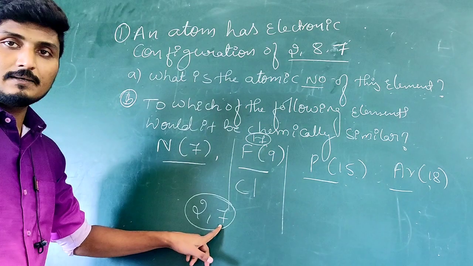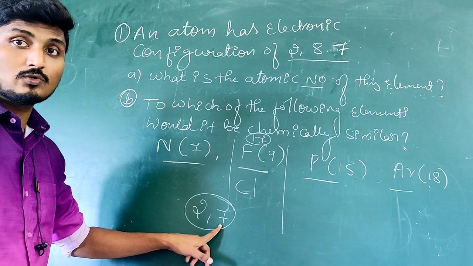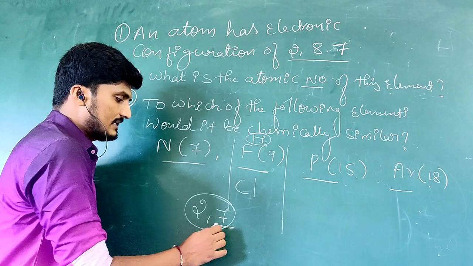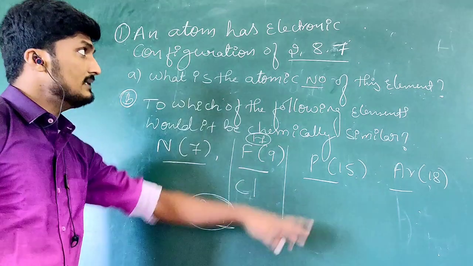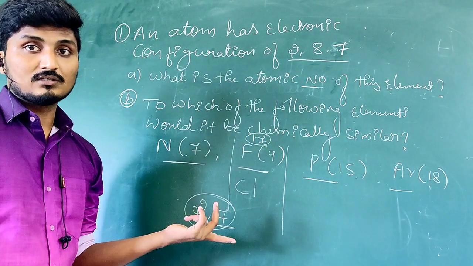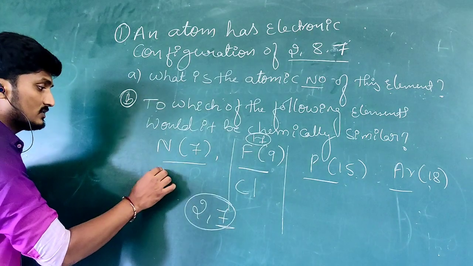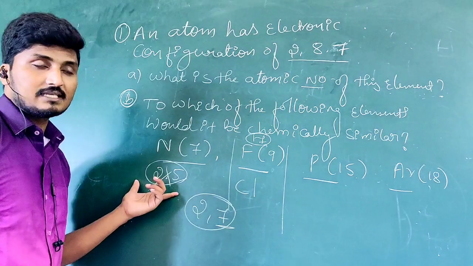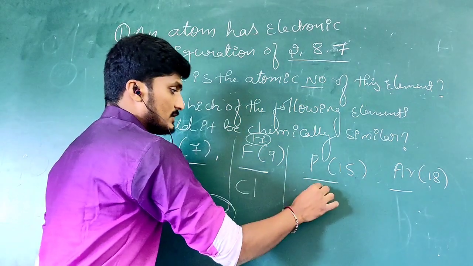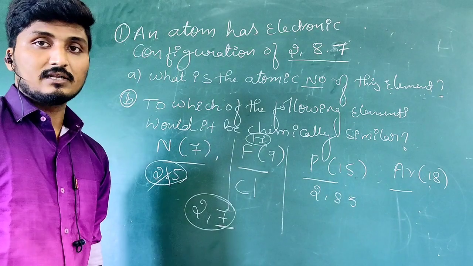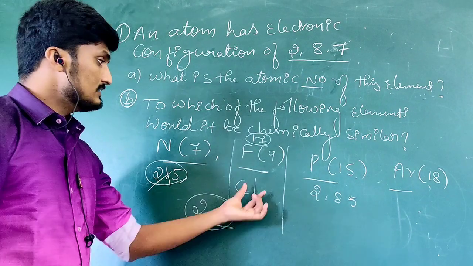So 7 is there. This is also another method to identify whether the chemical properties are the same or not. Its electronic configuration ends with 7, and the given element's electronic configuration also ends with 7. So both are matching. You can check nitrogen also, it will be 2, 5. So it is not matching, so it will not have similar chemical properties. Phosphorus is 2, 8, 5. Argon is 2, 8. So which will it be? That is fluorine.